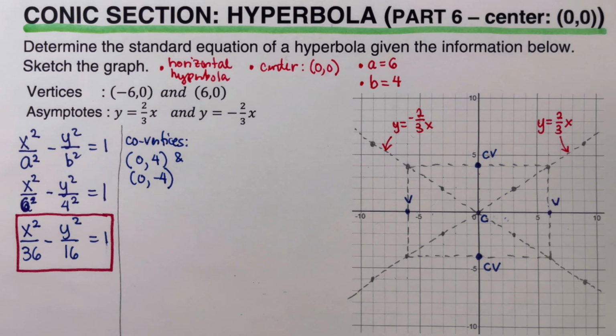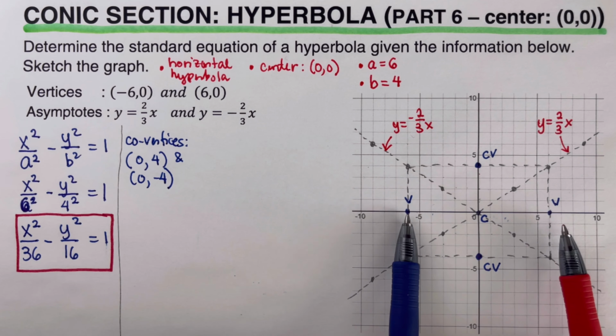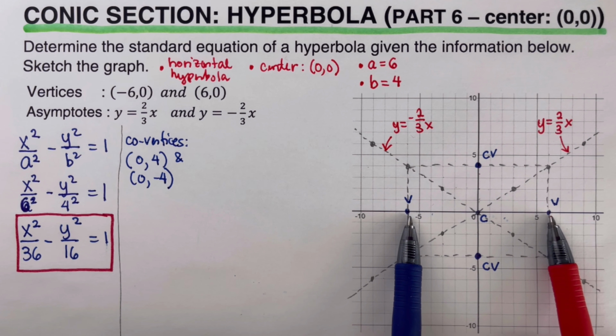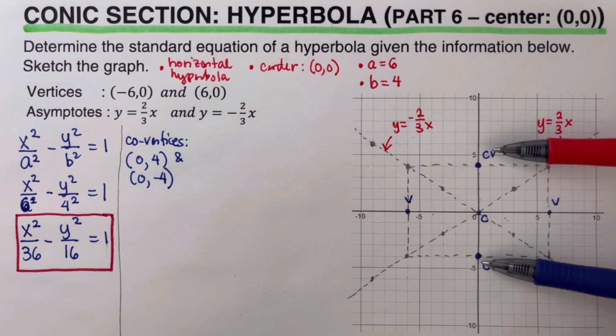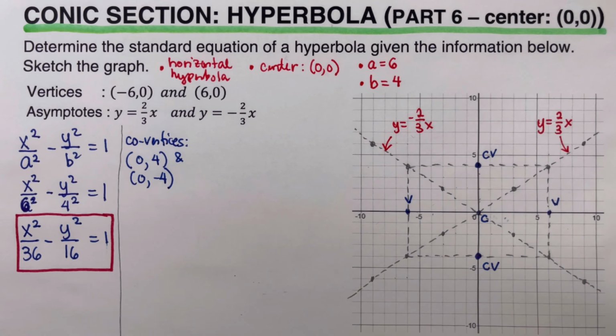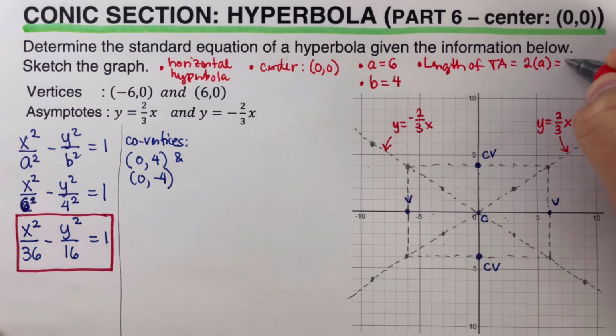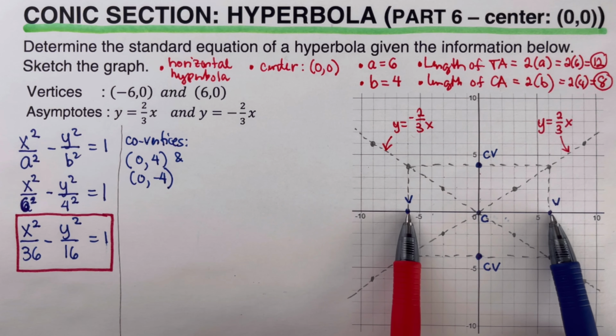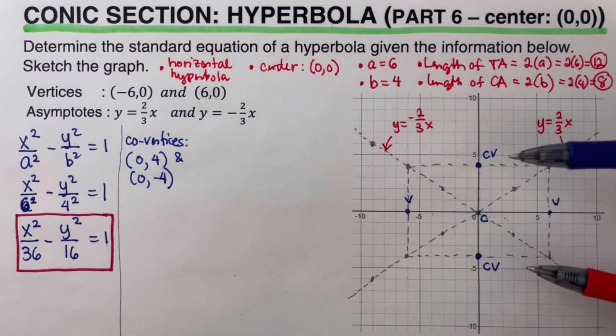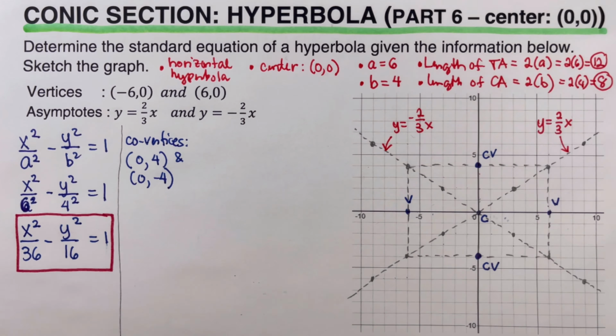Now, let's determine the length of the transverse axis, that is the distance from the vertex to the other vertex, and the length of the conjugate axis, that is the distance between the two co-vertices. So I'm going to write that work up here. The length of the transverse axis is 12, while the length of the conjugate axis is 8.